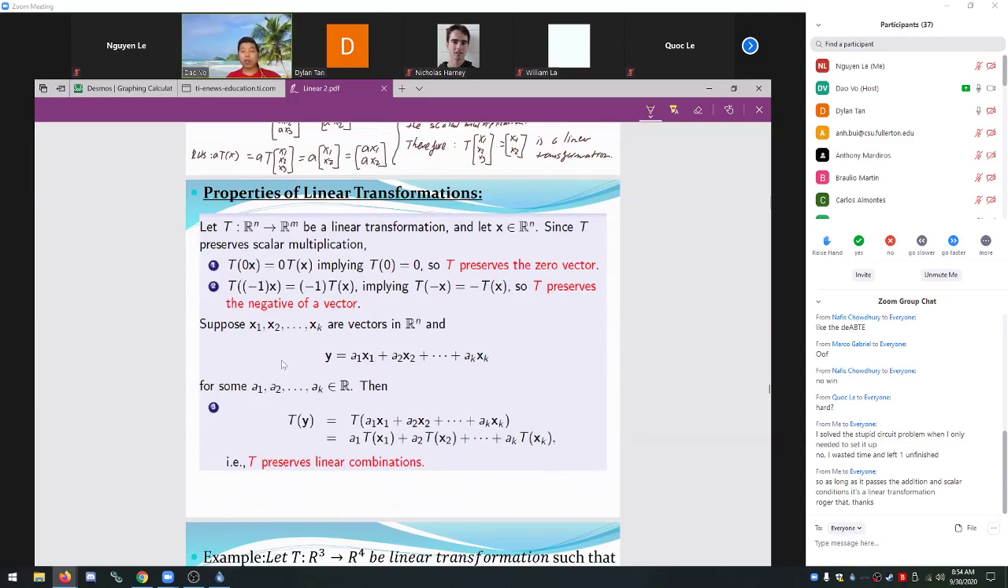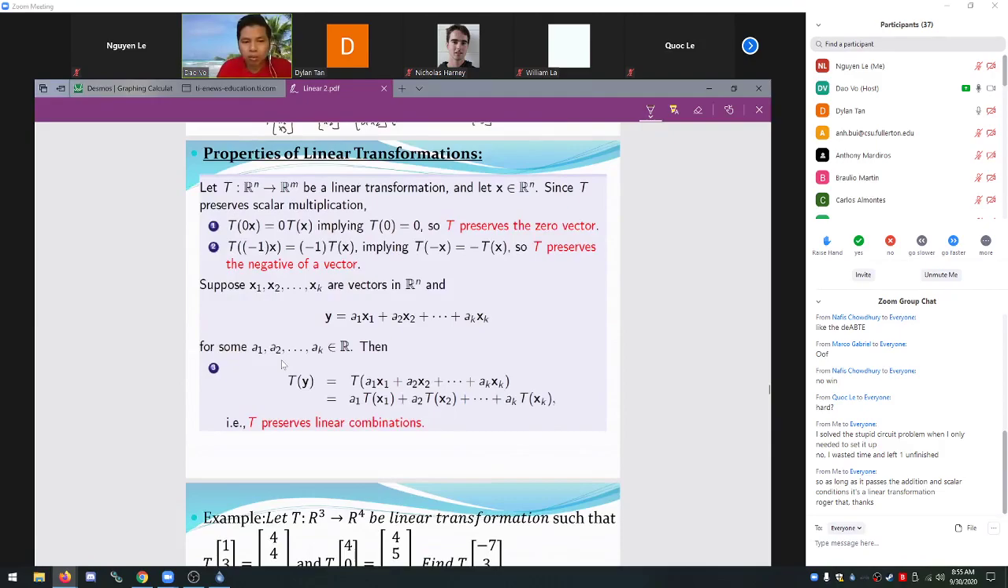And then number 3, which is very important, is that linear transformations also preserve linear combinations. Now, what does that mean? Suppose that y is a linear combination of x1, x2, x3, and so on. Then the transformation of y will also be the corresponding combination of the transformations of each of those x's. That is a very important property that we can use. So transformations preserve linear combinations.